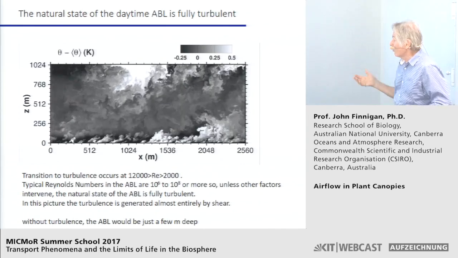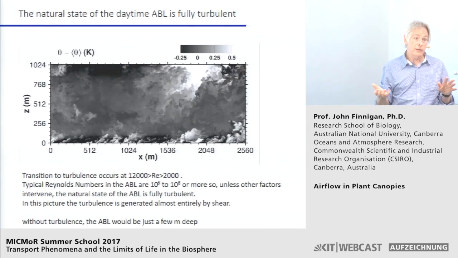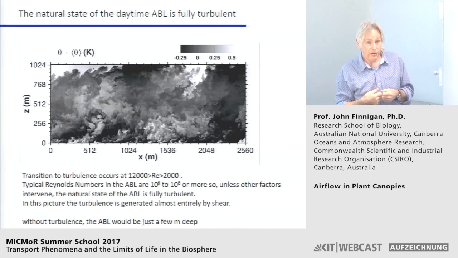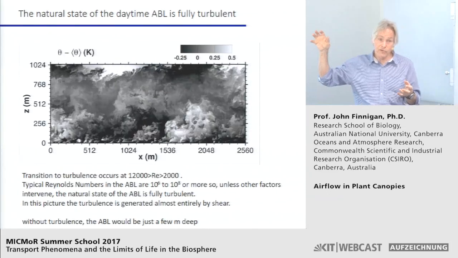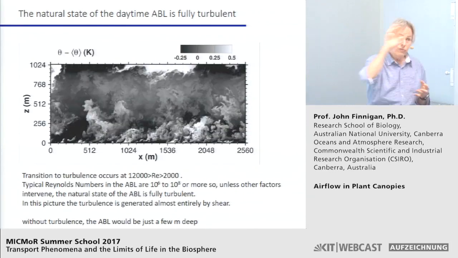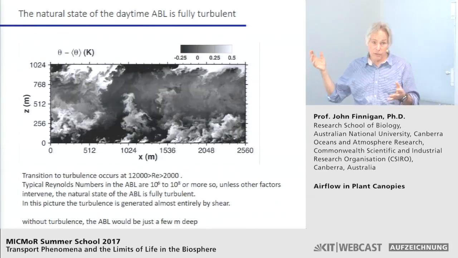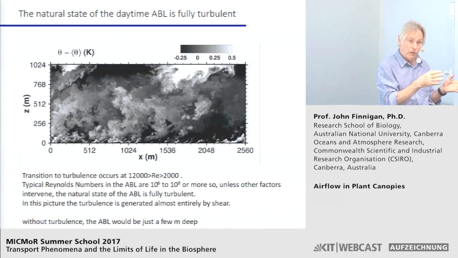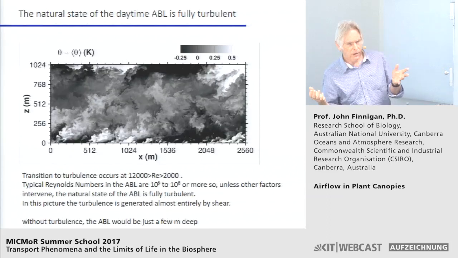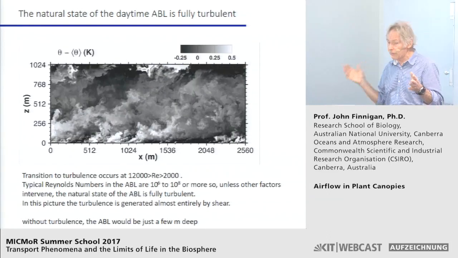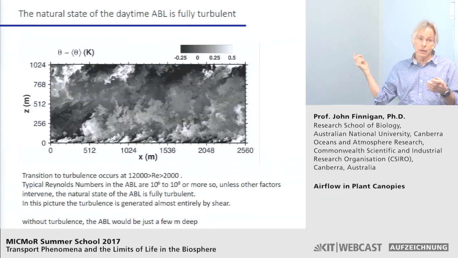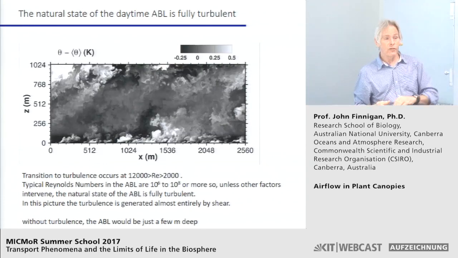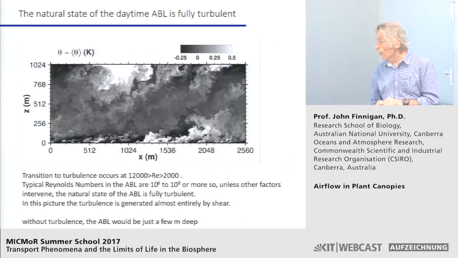In this picture, the turbulence is generated entirely by shear. So we have high and low pressure systems that you see on weather maps. In the high pressure system, the air is driven towards the low pressure. There's a balance also with the fact that the Earth's spinning, the so-called Coriolis force, which is really just a change of reference frame, but nevertheless, the balance between those two results in the so-called geostrophic wind, which is in the non-turbulent part of the atmosphere above the boundary layer.